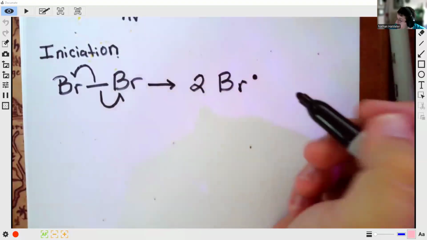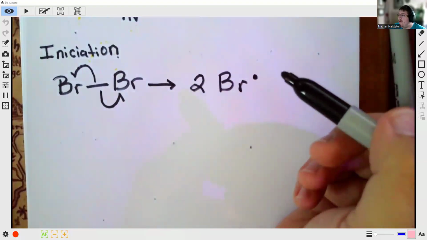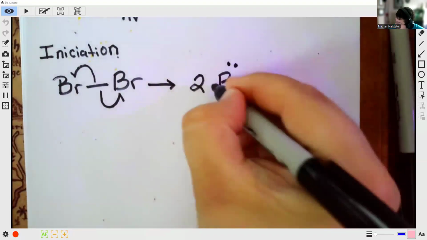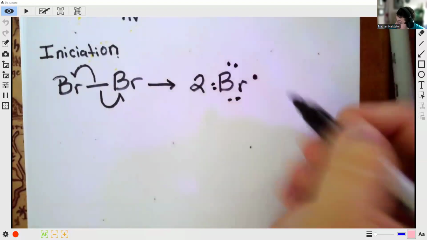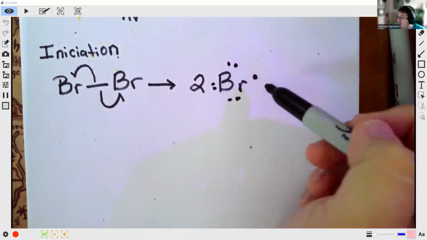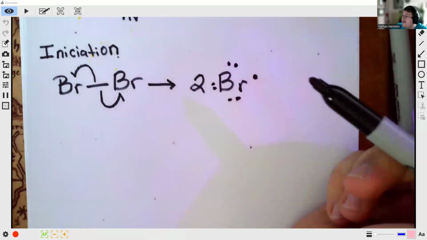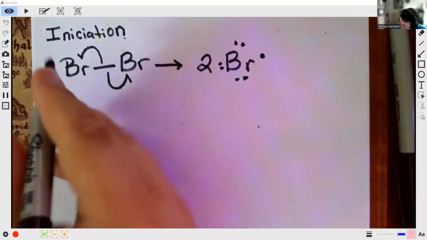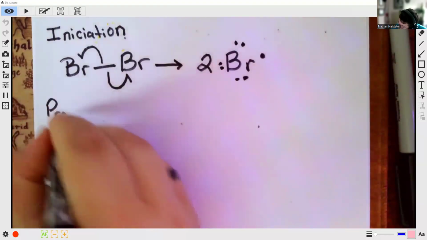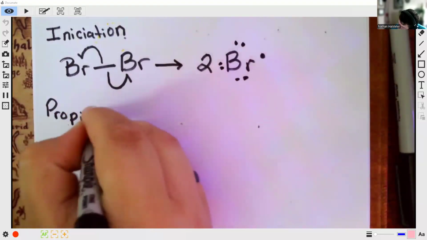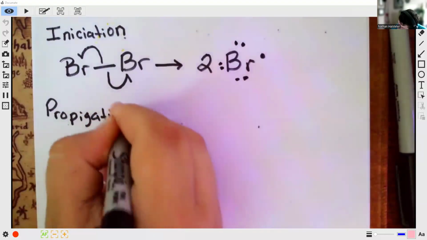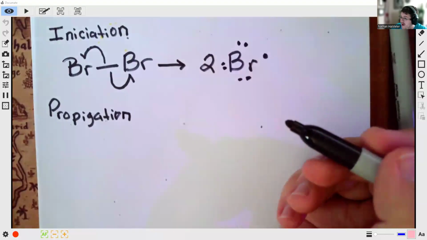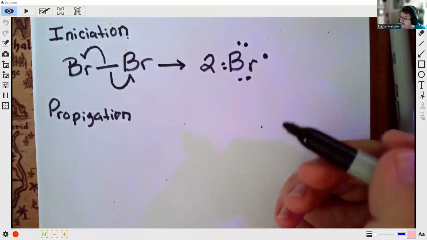And what a radical is, is just an unpaired electron. So typically electrons show up in lone pairs. This is an unpaired electron. We call it a radical. These radicals are very reactive. They like to do two different things. They will either abstract a proton or couple with another radical.